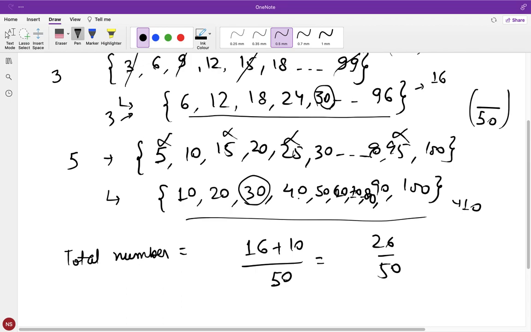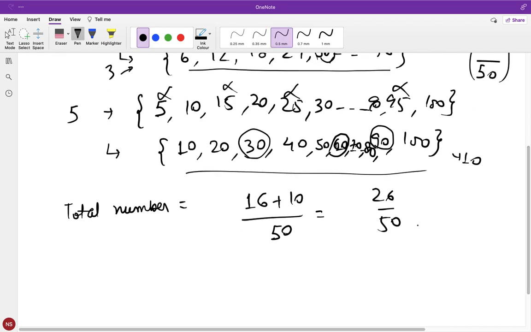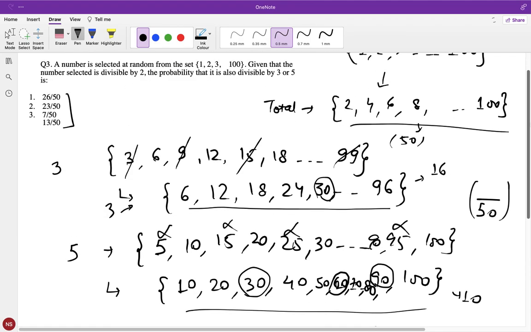So from the set of 5, 30, 60, 90, you can clearly see are all divisible by 3. This is 10, this is 20, this is 30 when divided by 3. Rest all are not divisible by 3. So 3 numbers are being double counted. So minus 3. So 23 by 50 is the solution.